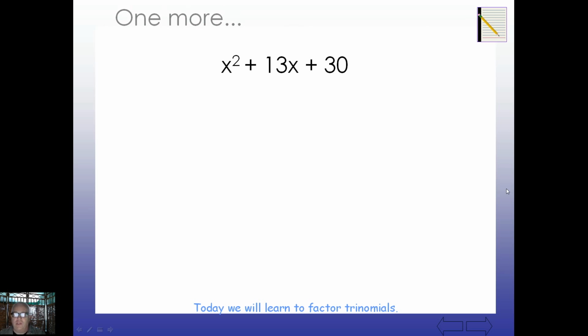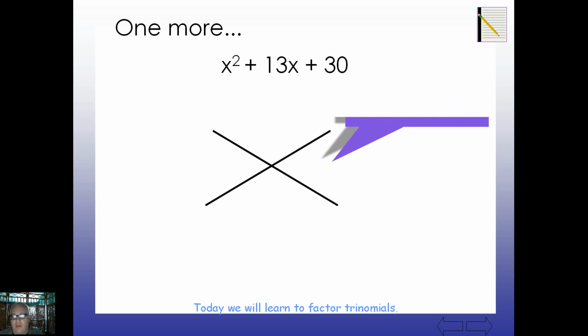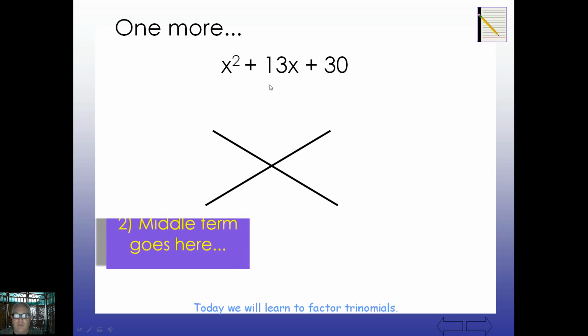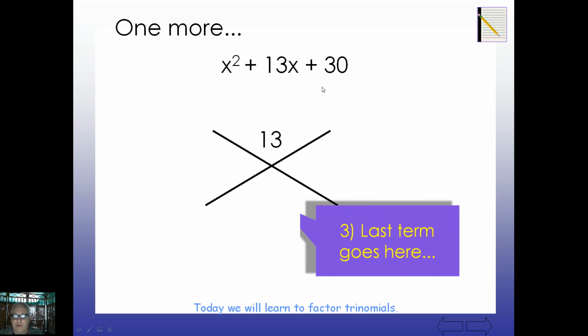How about this one? x squared plus 13x plus 30. You've got the paper and pencil, so make sure you put this one into your notes as your example to look at. You write the trinomial down, and let's draw the x. What goes into the top center? We bring down the middle term, positive 13. And then what is 1 times 30? Well, 1 times 30 goes right here at 30.